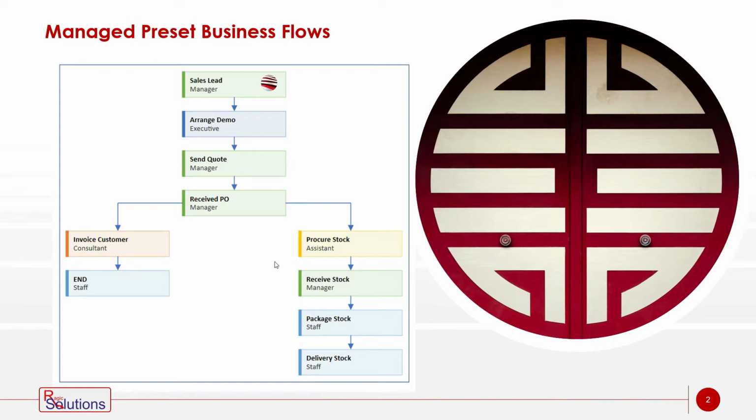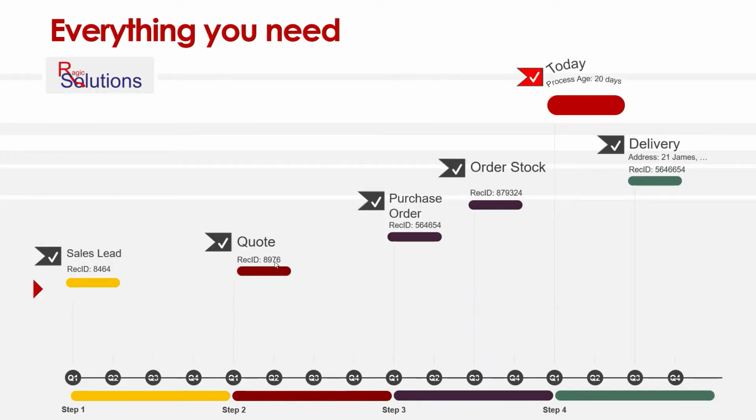So if you have a look at this sample workflow over here, you have a sales lead. It goes into arranging a demo, you then send a quote, you may receive the PO at that point in time, then you need to procure some stock and you need to invoice the customer. And there's a split process, so then the person will receive the stock, will package it, and then we'll deliver it. So a very simple example of a workflow, and this template allows you to create any workflow that you'd like for any area of your business.